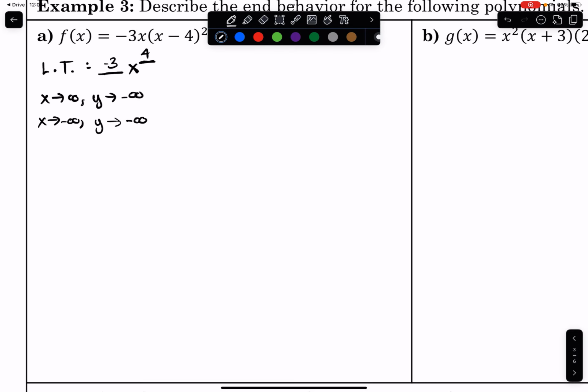So let's write the limit notation now. So the limit as x approaches negative infinity of f of x is negative infinity.